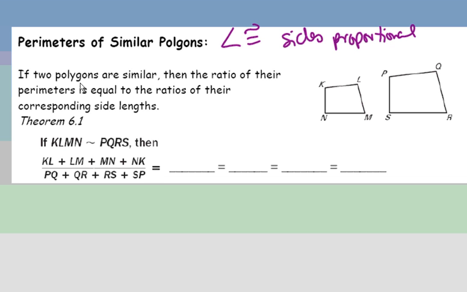So my theorem states that if 2 polygons are similar, then the ratio of their perimeters is equal to the ratio of their corresponding side lengths. So this is the ratio of their perimeters, and that's going to be equal to the ratio of KL to PQ, and the ratio of LM to QR, and the ratio of MN to RS, and the ratio of NK to SP. All of these ratios are going to be exactly the same. So the ratio of the side lengths is equal to the ratio of the perimeters. Very important concept.